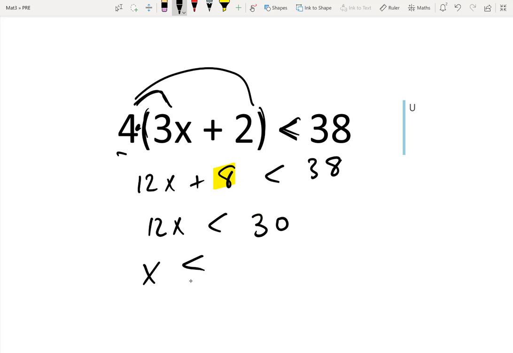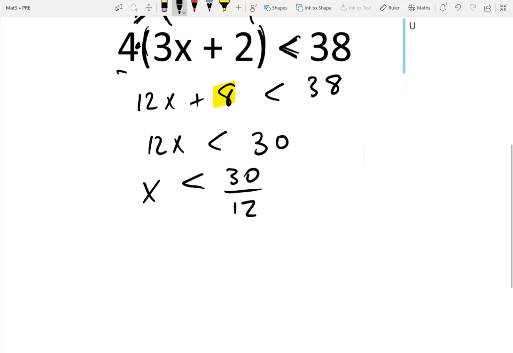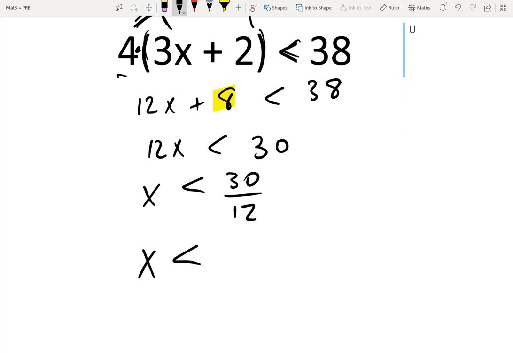I'm going to divide 30 by 12. I'm going to simplify. The calculator will do that for you. There's 6 in both of them. Okay. We have a direction, x on the left. We have a boundary value, 5 over 2, and we have a point style of hollow.